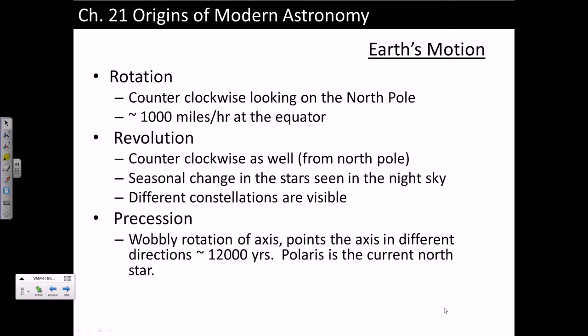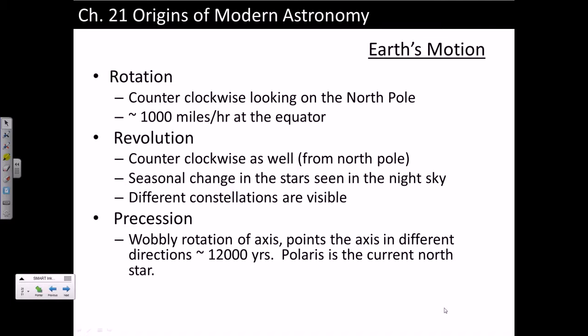So just a quick review: rotation of the Earth. We're talking about counterclockwise rotation if we're looking at the North Pole, and about 1,000 miles per hour at the equator. But as you know, it gets to zero at the poles. The period of revolution is counterclockwise as well if we're viewing it from the North Pole, with a seasonal change in the stars, and I'll show you in a minute, caused by basically the areas where it's night. We're facing different parts of the universe, or different parts of the galaxy, really. And then precession, which affects how we look at the stars as well, which is that wobbly rotation.